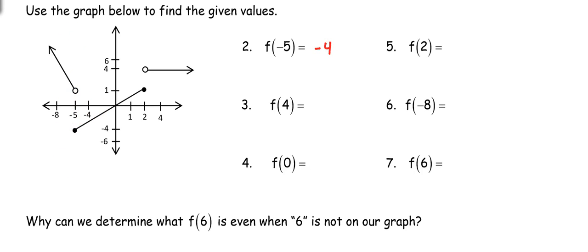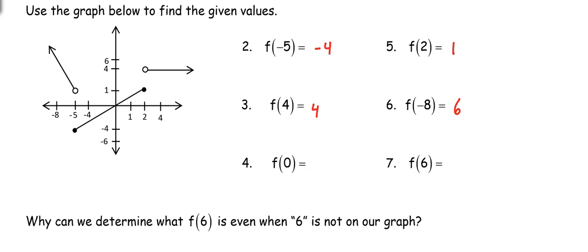The next point is f of 2. So here's 2, again with an open and a closed dot. So we want the y-coordinate of the closed dot, which is 1. F of 4. F of 4 is on this horizontal line, so we want the y-coordinate of where that graph is. So again, we are at 4. F of -8. So -8 is over here. It intersects with the graph at this point, which would be 6.